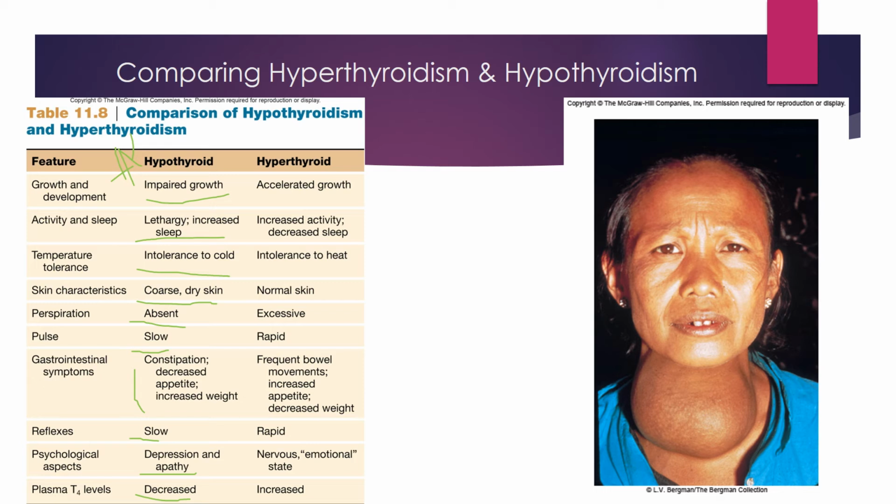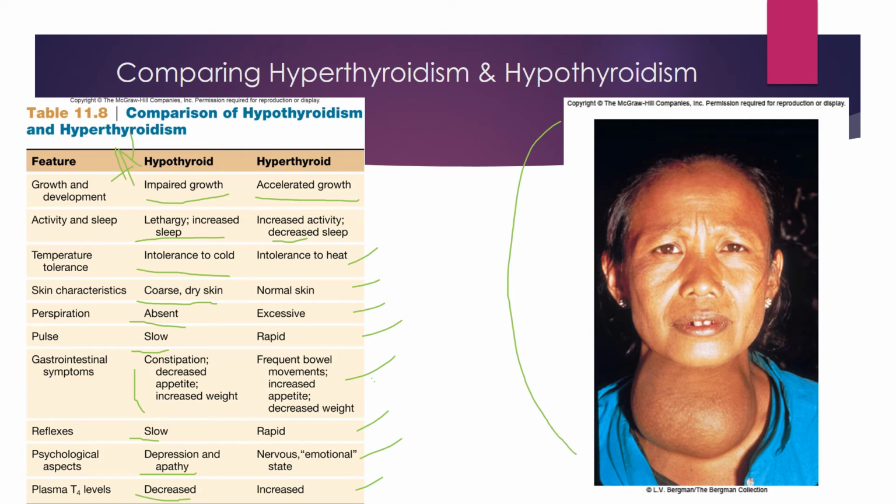Hyperthyroidism, though, has the opposite effect. Too much thyroid hormone will lead to very accelerated levels of growth, increase in activity, but decrease in sleep. Intolerance to heat, so always being hot. Normal skin, though. Excessive amounts of perspiration, rapid pulse rate, frequent bowel movements, an increase in appetite but a decrease in weight gain. Fast reflexes, a nervous, emotional state, and also an increase in circulating levels.